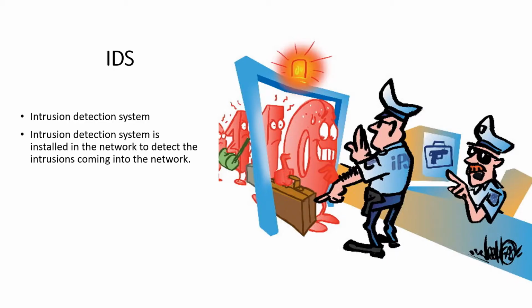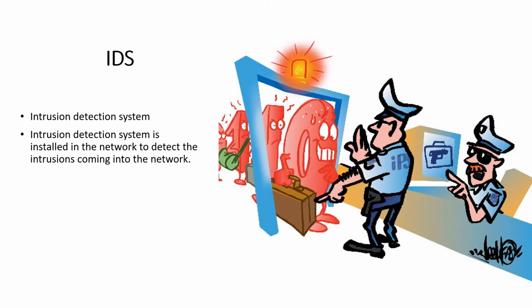Coming to IDS, which means intrusion detection system, it is mainly installed in the network to detect the intrusions coming into the network by using false positive and false negative alarms. The network will be given a notification about the kind of intrusion. Here, false positive means a state when the IDS identifies an activity as an attack, but the activity is an acceptable behavior. So a false positive is a false alarm.